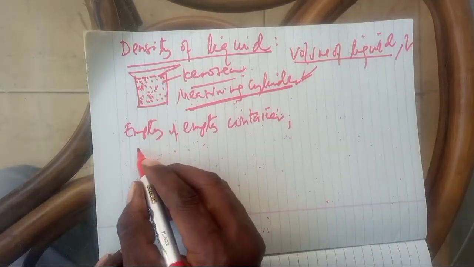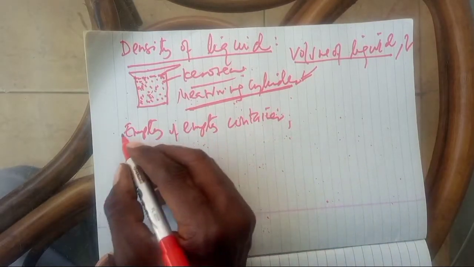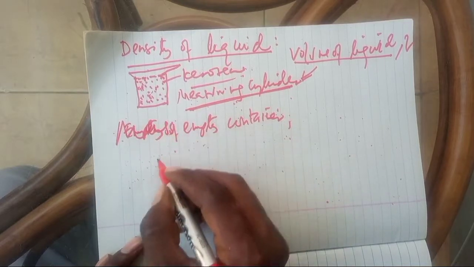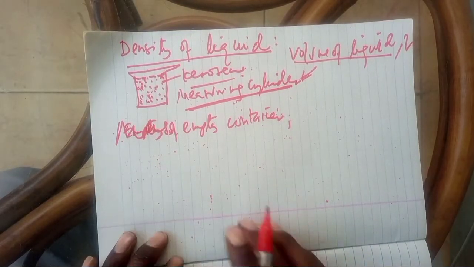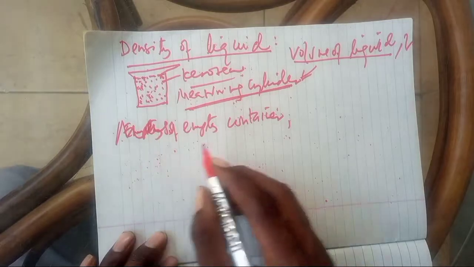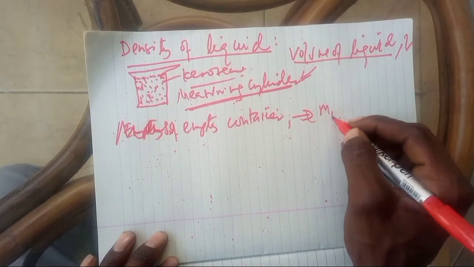One, you measure the mass of an empty container. Mass of an empty container is measured. Kwa unapima kwanza uzito wa empty container. Kwa maana hiyo cha kwanza ambao unaita M1.